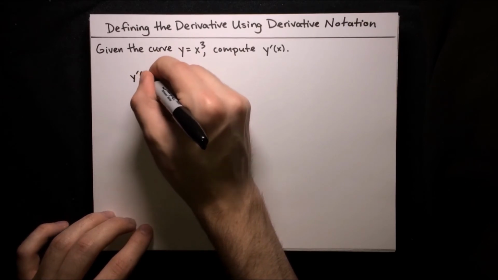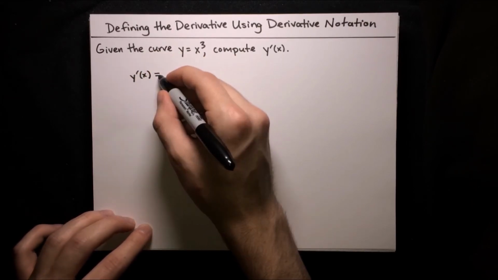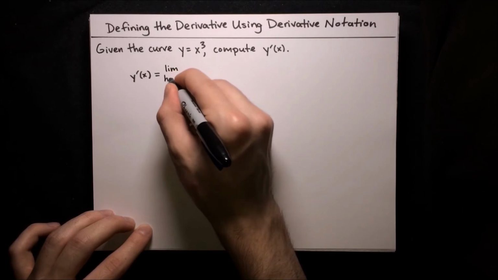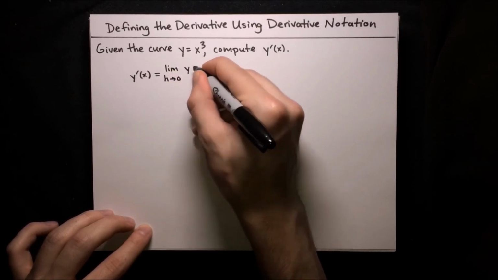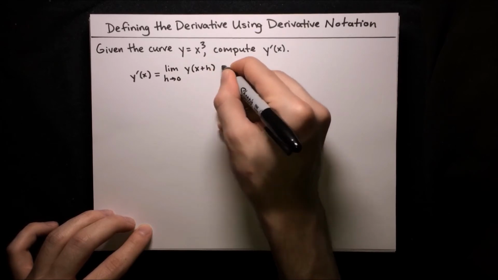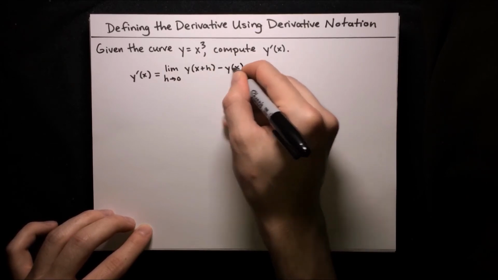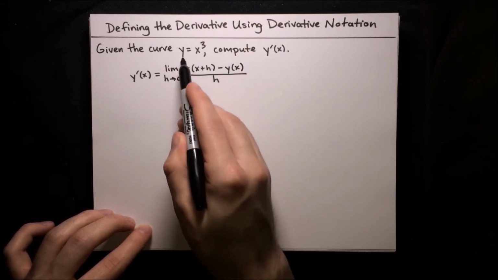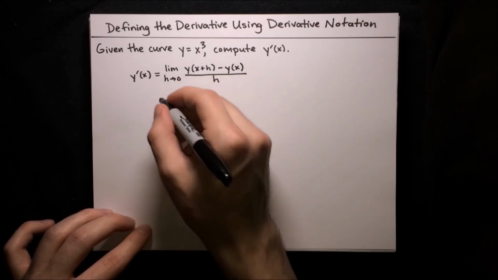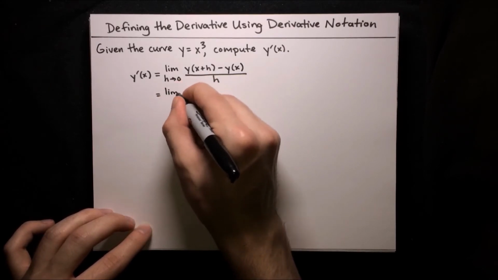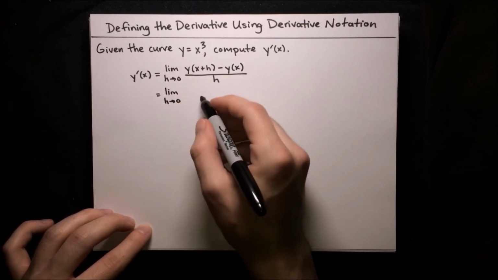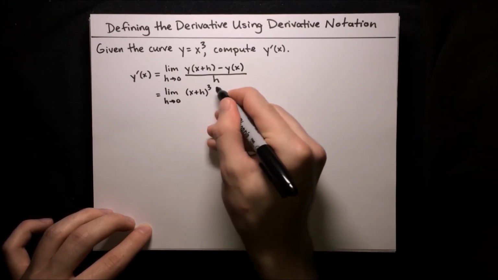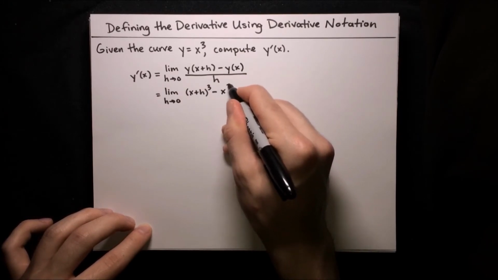Y prime of x is the derivative of this function y equals x cubed, and let's just go ahead and write down the limit as h approaches 0 of y of x plus h minus y of x all over h. So we just have to compute this limit using the function definition y equals x cubed. So let's go ahead and stick that in. Limit as h approaches 0, y is just x cubed, so y of x plus h is just x plus h cubed. Same idea, y of x is just x cubed.